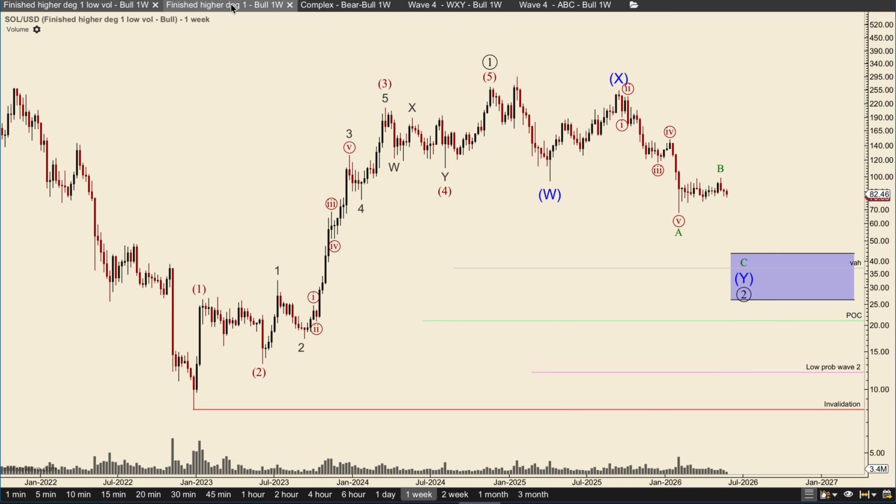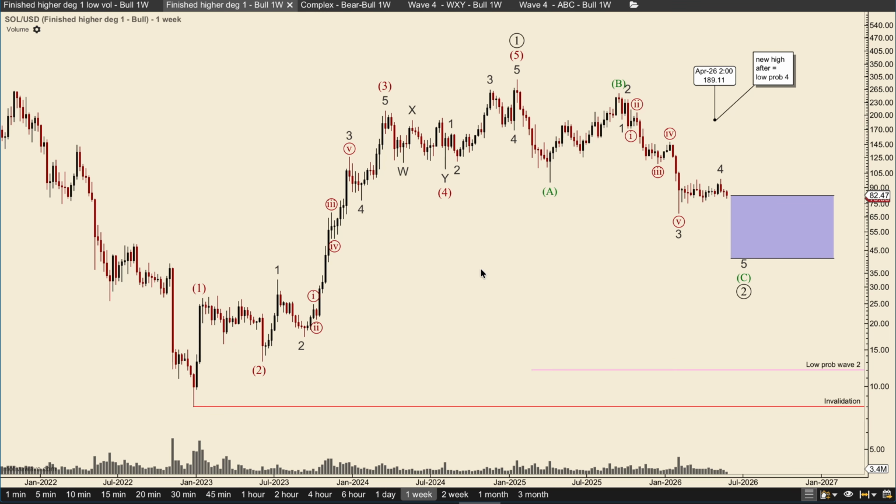The other possibility is moving the one over here. It doesn't fit as well, but it's still a very valid option. Then you need to count this as an A, B, 1, 2, 1, 2, 3, 4, 5, 3, 4, 5. And afterwards you are looking for more upside.